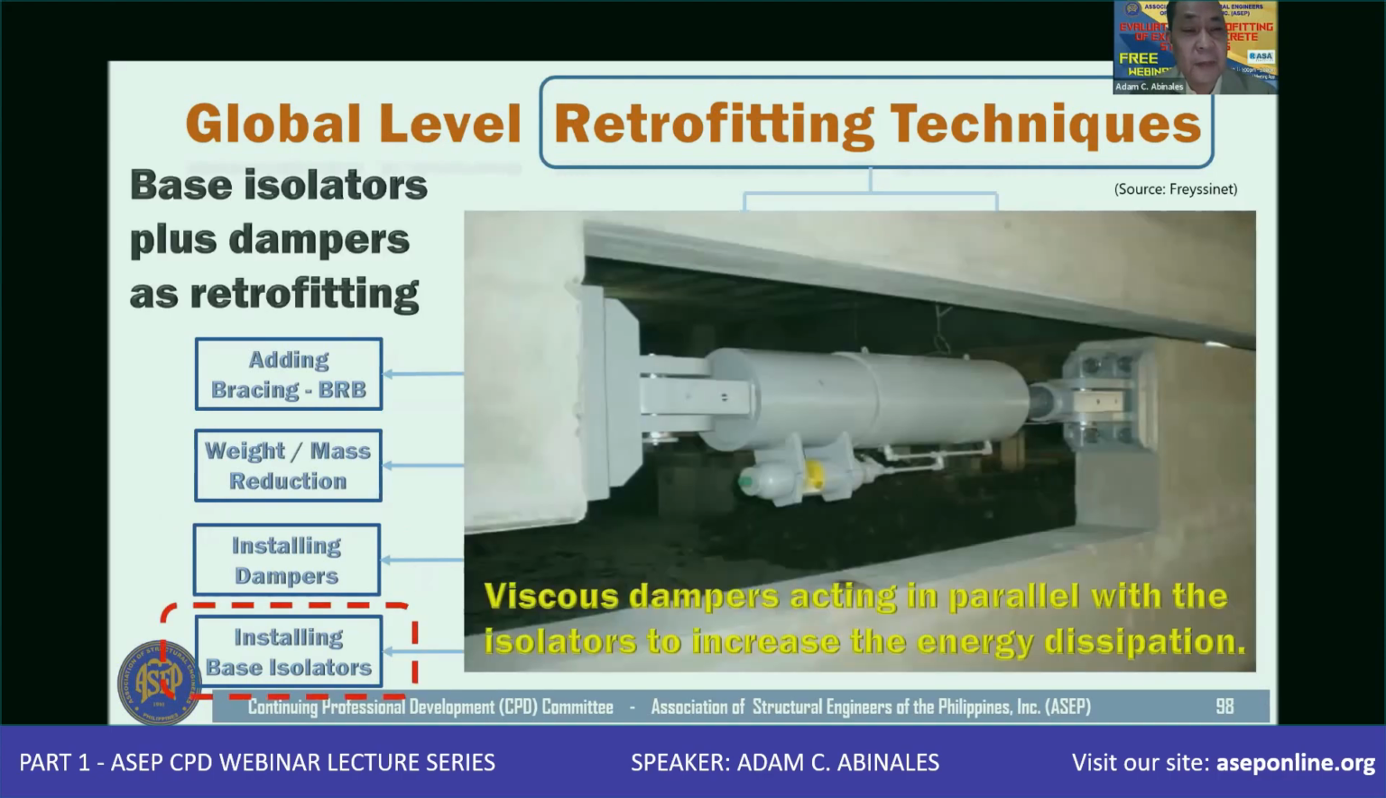So base isolators plus dampers, when you combine them as retrofitting, is also possible, because viscous dampers act in parallel with the isolators to increase the energy dissipation. When I visited Japan last year, sometime in October, I visited another company there, and their building is base isolated. I went to the basement of that building, and I saw the combination of these base isolators with dampers. So you could just imagine. Maybe they are showcasing that building with these base isolators and dampers.